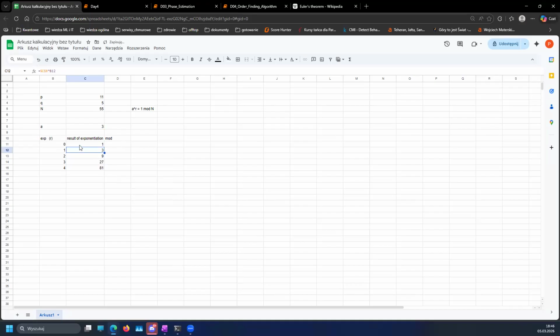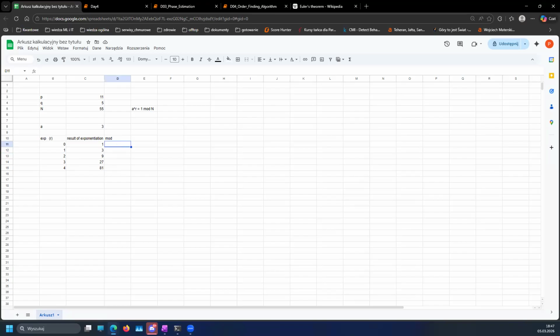So here you can see that we have 1 because 3 to the power of 0 is equal to 1, like everything that is to the power of 0. Here we have 3 to the power of 1, which is equal to 3. Then we have 3 to the power of 2, which gives us 9. Then 3 to the power of 3, which gives 27. And 3 to the power of 4, which gives us 81.